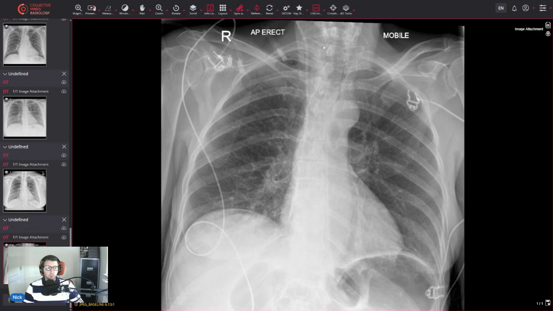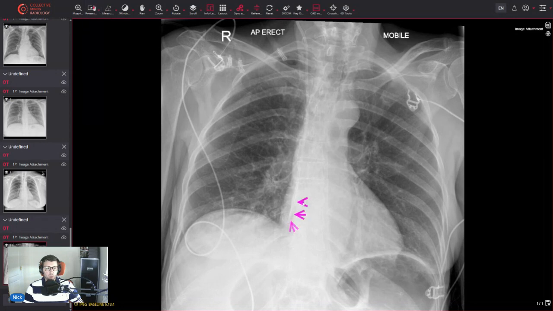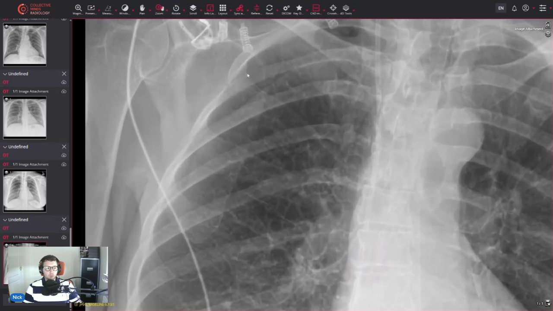So we're looking at line placement. We've got a right central line here, and the tip of the line is within the right atrium. Should probably be here at the cavoatrial junction or at the distal SVC region. But if we look here, if we zoom in, we do see this line here coming in.